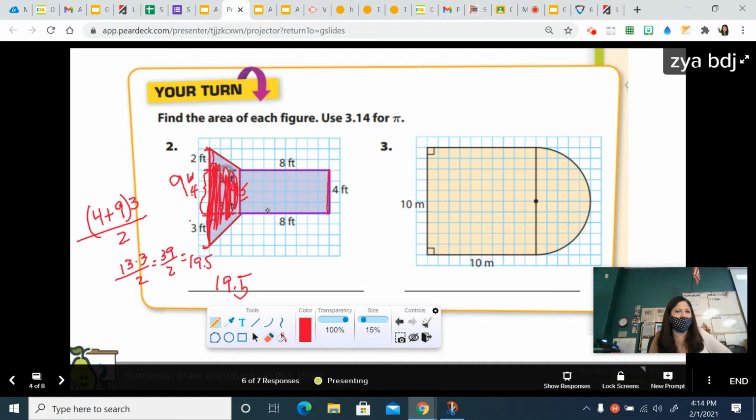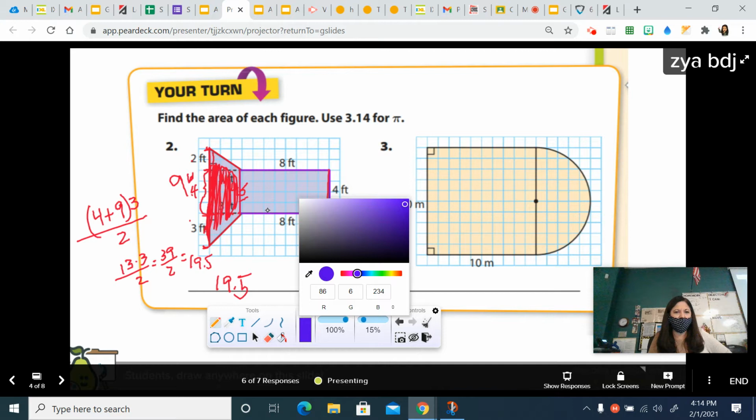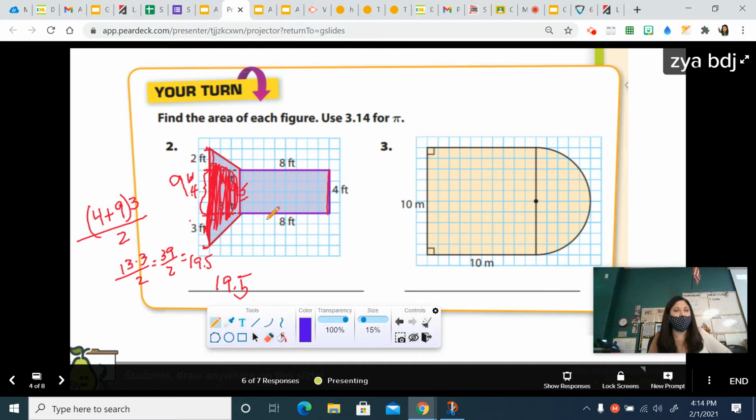I'm going to add this 19.5 to what? Length times width. 8 times 4 gives me 32 square feet. So I'm going to add 19.5 and 32 and come up with what? 51.5 again. Exactly the same answer, different ways to work it out.